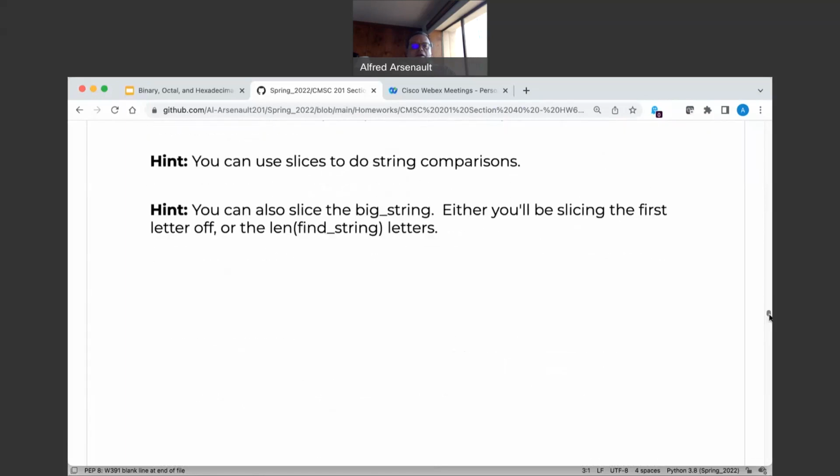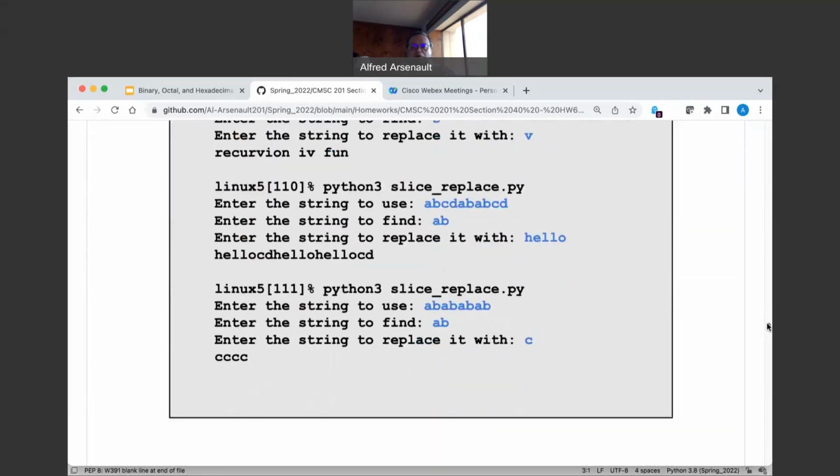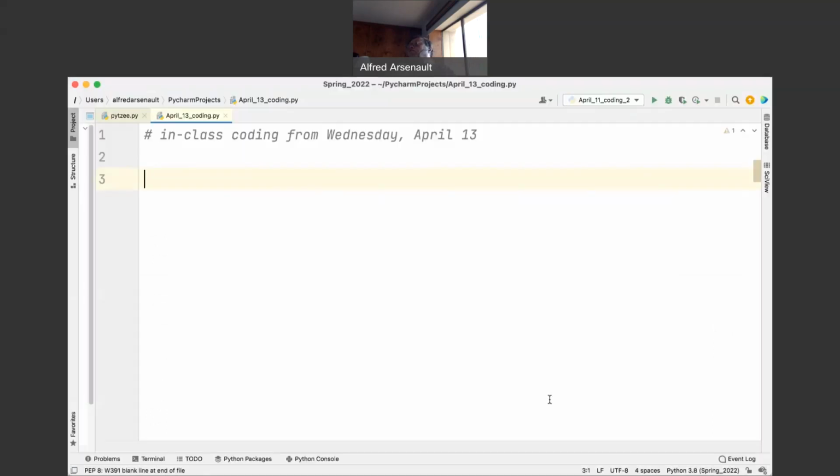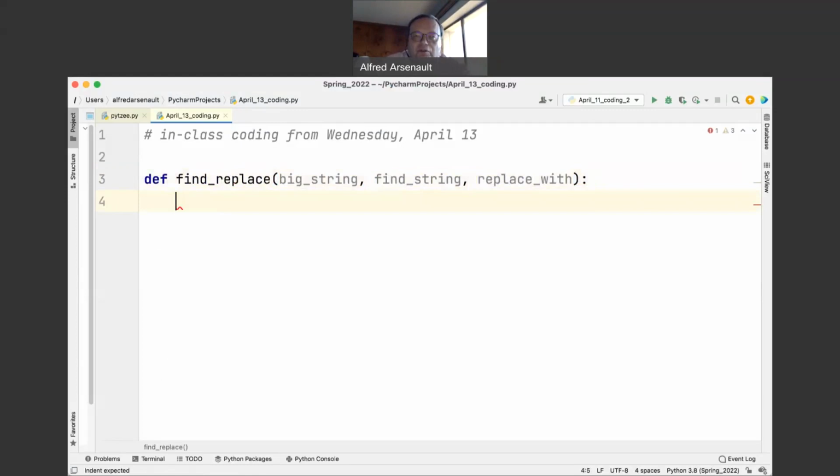Slicing the big string and so on. Okay. Now let me explain what this means. So let's go to our friend PyCharm, and we're going to write some pseudocode. You have to write def find_replace with parameters big_string, find_string, and replace_with. And again, don't change that signature. You have to submit a function that is called exactly like this.